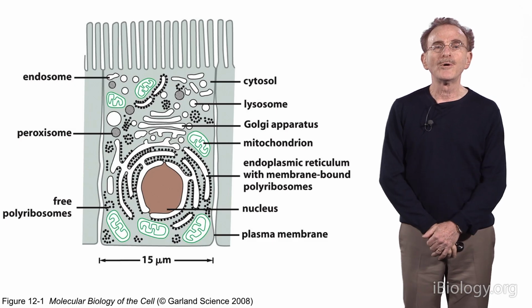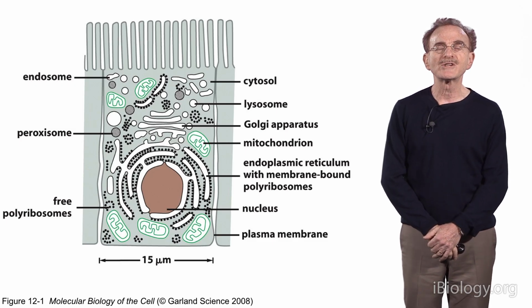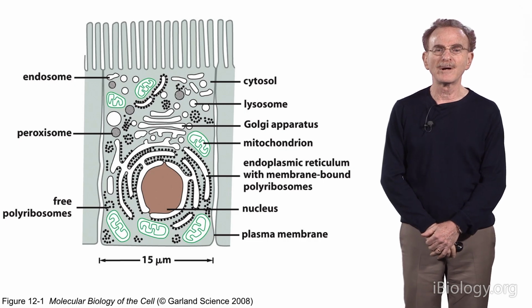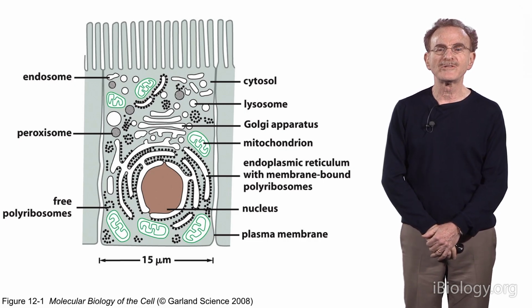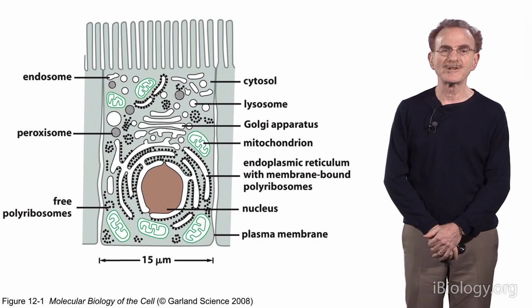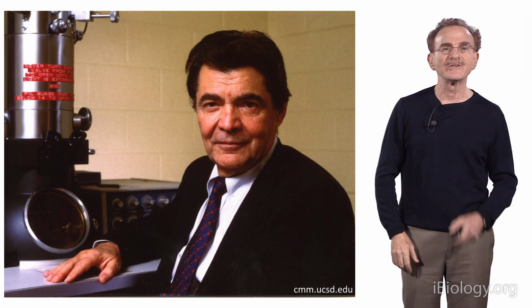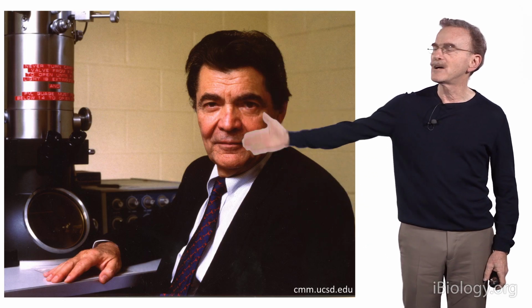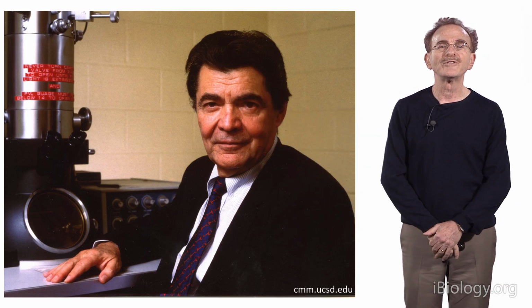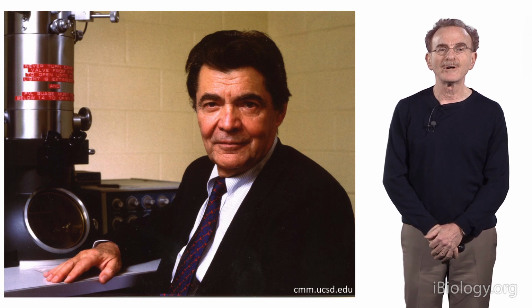Now, much of what we know about the organization of an animal cell came from the pioneering work of cell biologists in the middle part of the 20th century. Prominent among them was a brilliant cell biologist by the name of George Palade. Dr. Palade was an emigre from Romania. He came to New York, where he established his laboratory at the Rockefeller University.